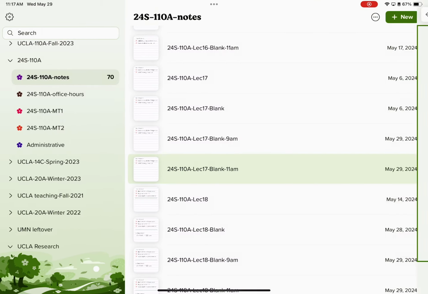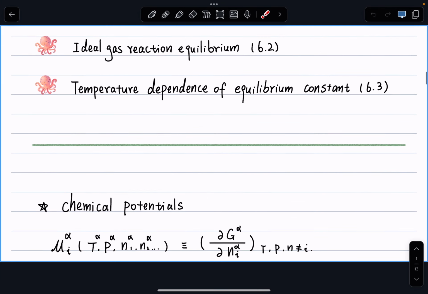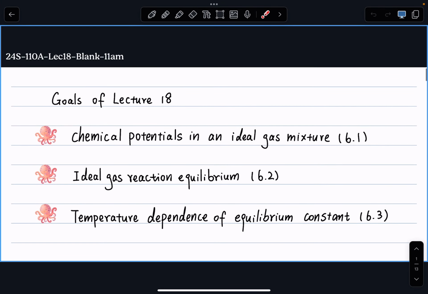All right, so now we're moving on to chapter 6. Chapter 6 is the link between something thermodynamically defined, which are chemical potentials, and now we're ready to use our derivations. We're ready to use the thermodynamics that you learned to link it into something we care about as chemists, right?